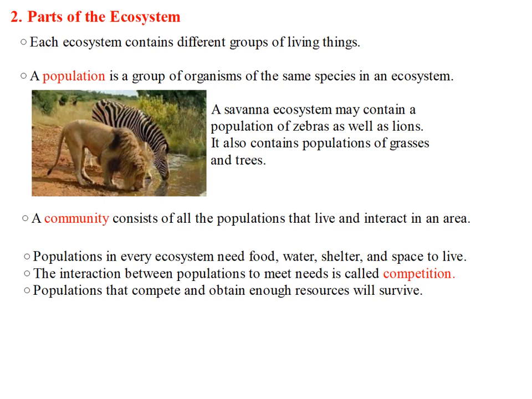So, populations that compete and obtain enough resources will survive, and those that cannot compete will not survive in the ecosystem. Now, competition also occurs within populations. The stronger individuals in a population are the ones that get the most food and take the best shelter for themselves. Weaker individuals may not survive.